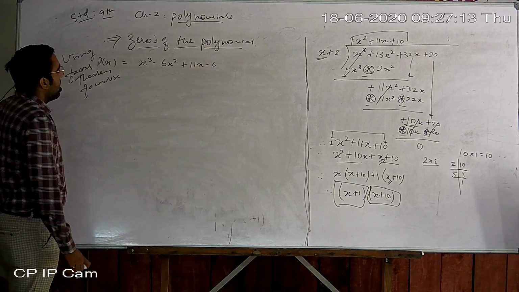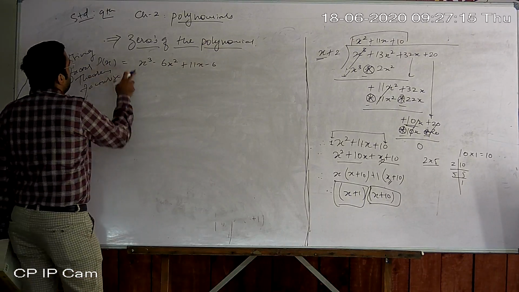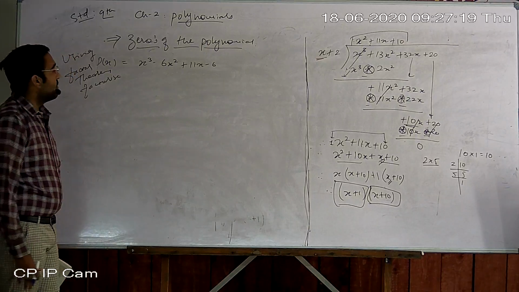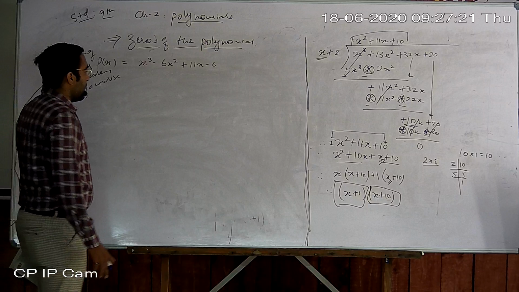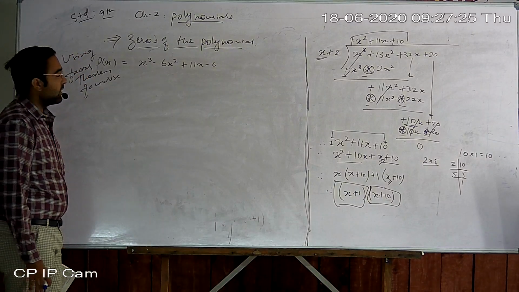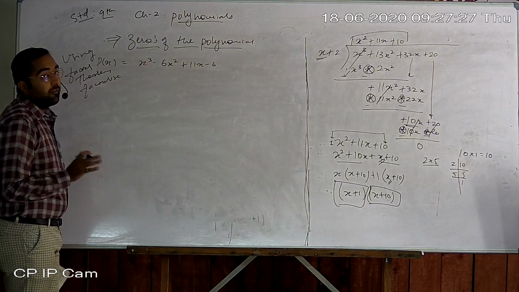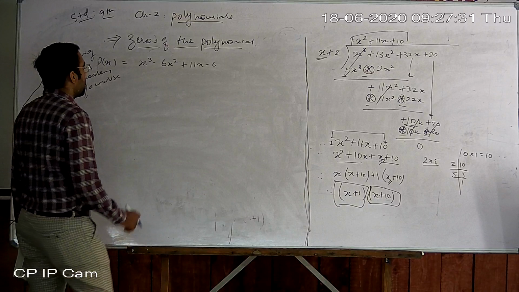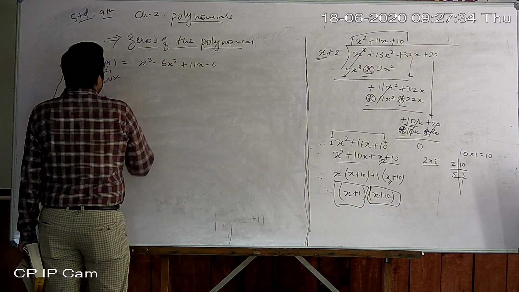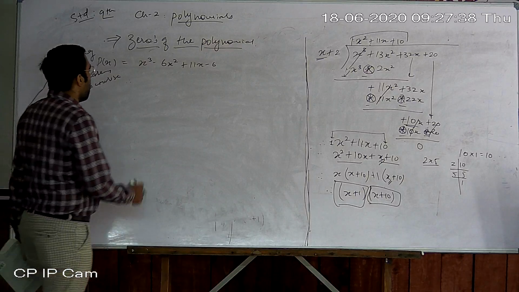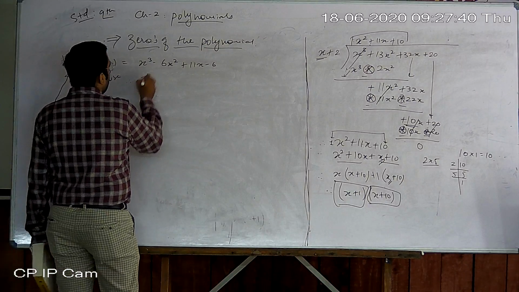Okay. So in this case we have only p of x given, there is no g of x given. So let's first find g of x. How to find g of x? By assuming values of x.